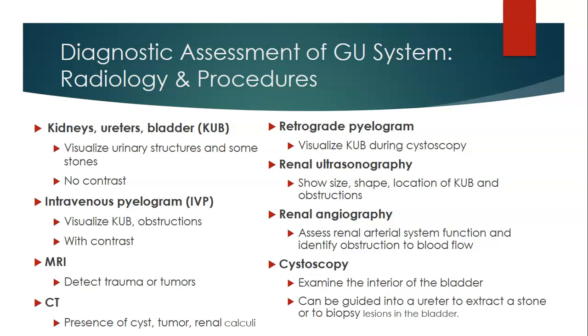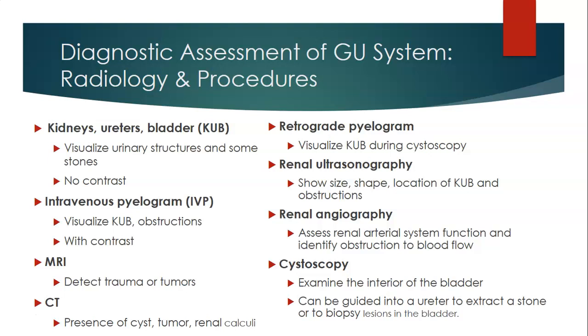Renal ultrasound. This will help show size, shape, and location of kidneys, ureters, and bladder, and also visualize any obstructions to flow. So this is just a regular old ultrasound. It uses the handheld transducer. It's passed over the skin, producing high-frequency sound waves to create visual images of the structures and, of course, any obstructions.